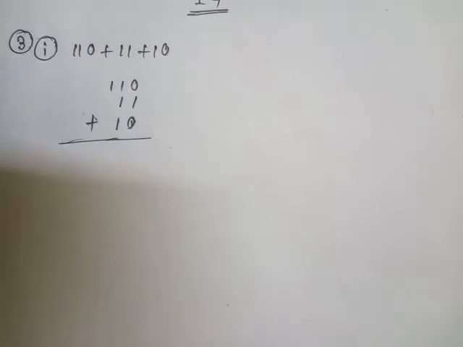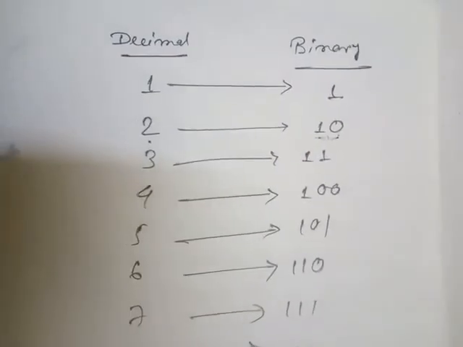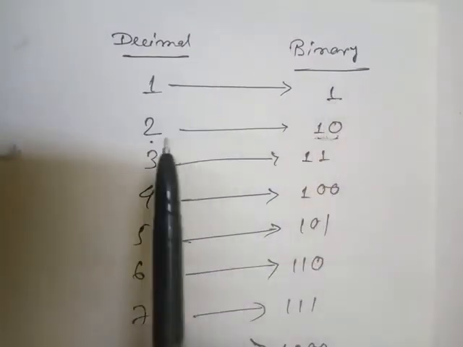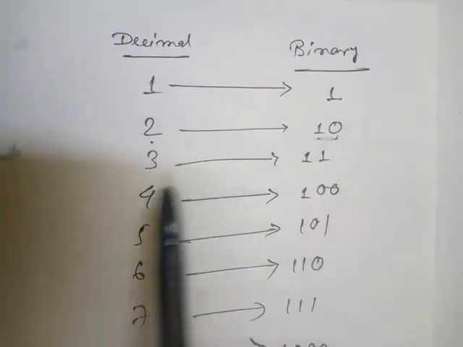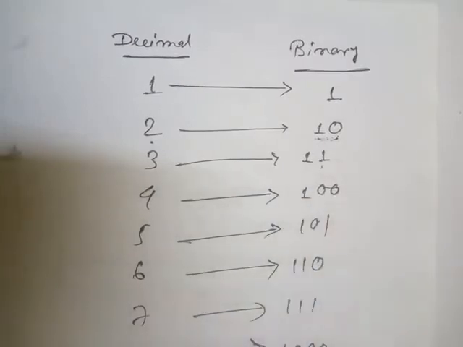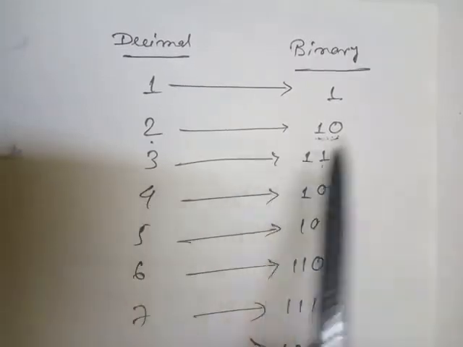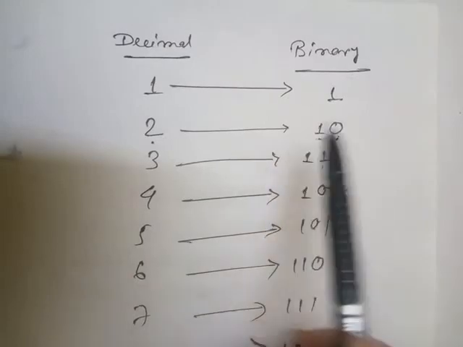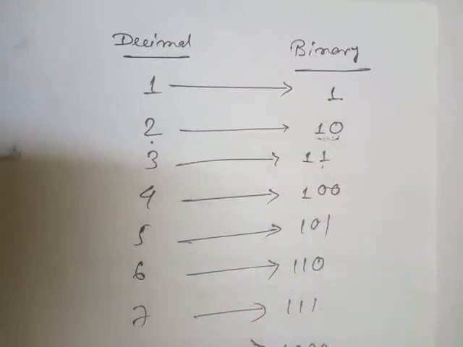Now I would like to show you one conversion of decimal to binary. Look here. Decimal 1 means binary 1, decimal 2 means binary 10, decimal 3 means binary 11, like this. So I will use this conversion for adding the binary sums.